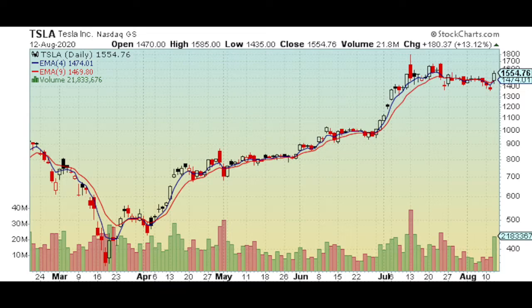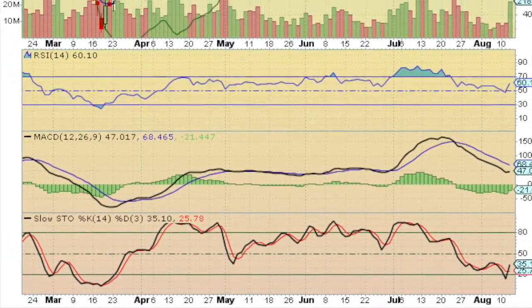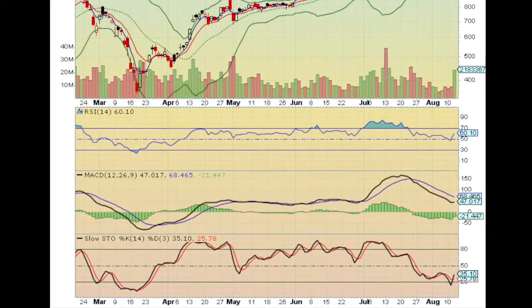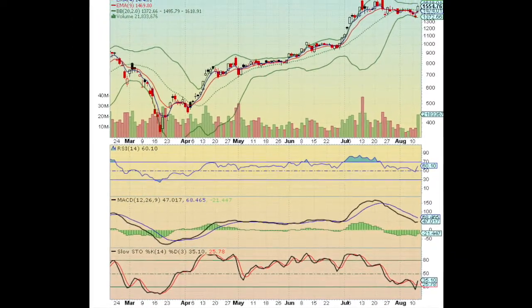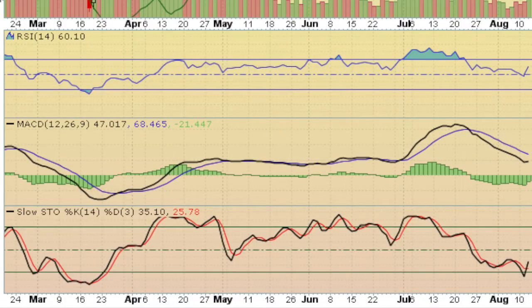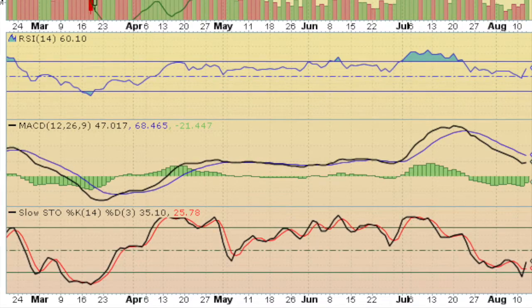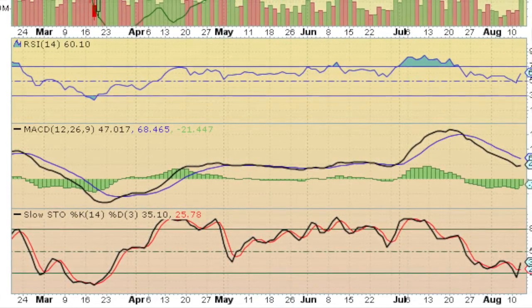Finally, we're going to cover the slow stochastics, and this is one of my favorite indicators of all time. The slow stochastics oscillator is a momentum indicator that shows the location of the close relative to the high-low range over a set number of periods. The indicator can range from 0 to 100. The closing price tends to close near the high in an uptrend and near the low in a downtrend.